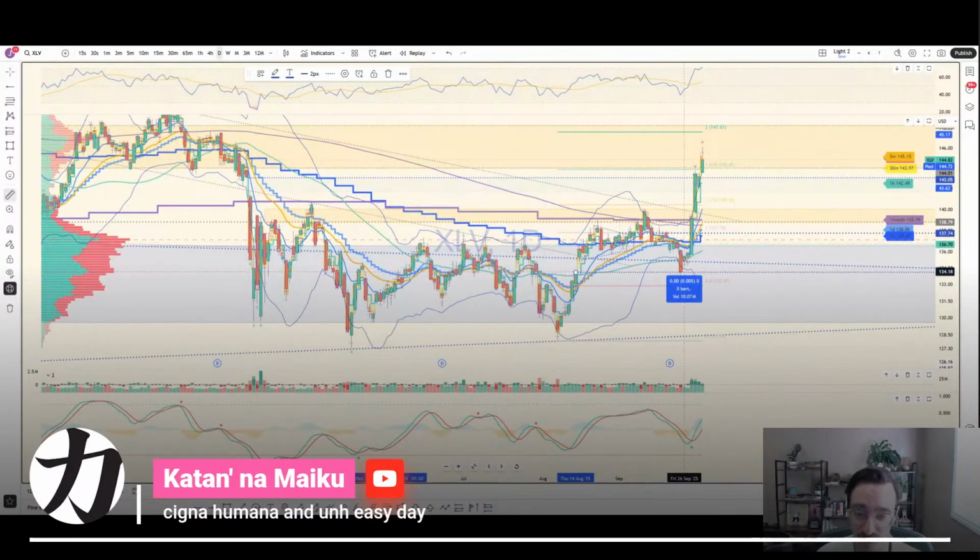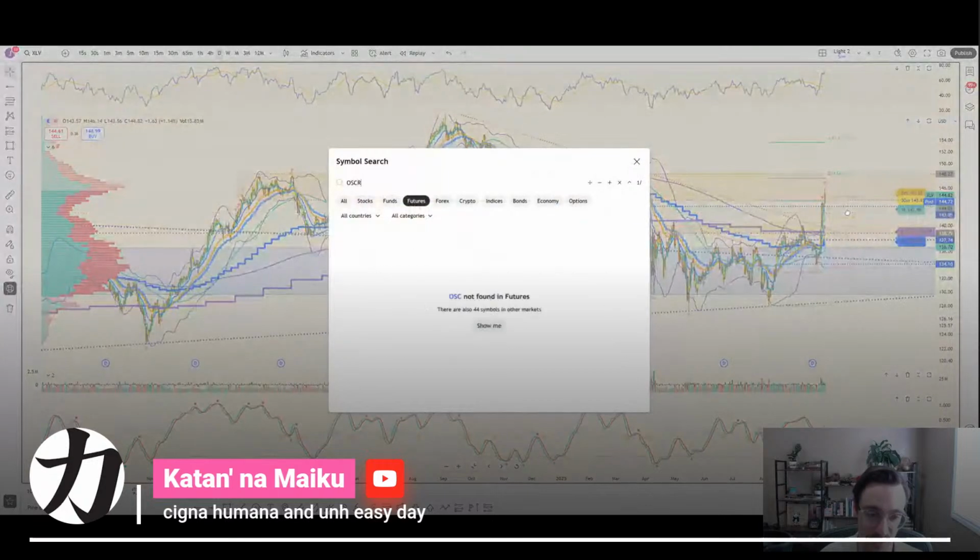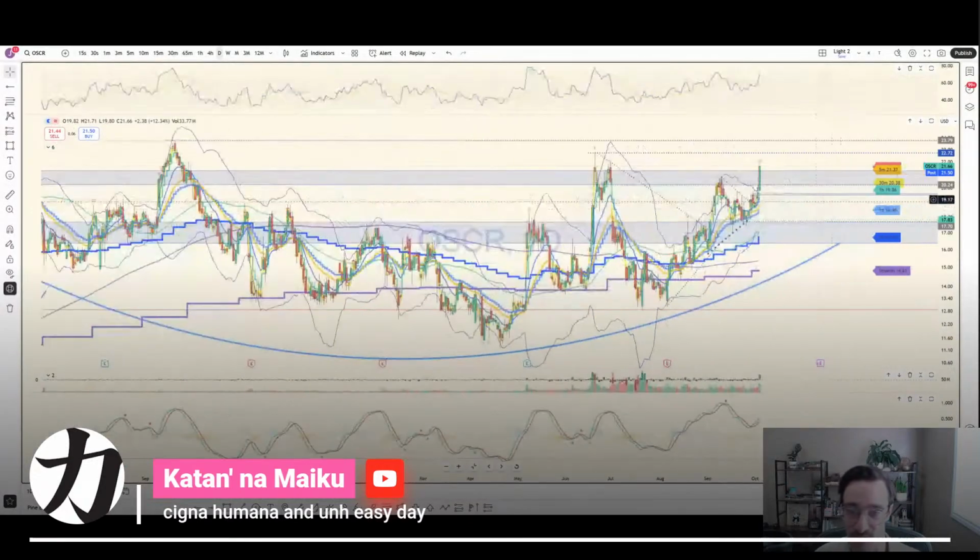So how about being up 9%, 8% in healthcare in a week? A healthcare ETF. That's crazy. So yeah, healthcare is all looking amazing.